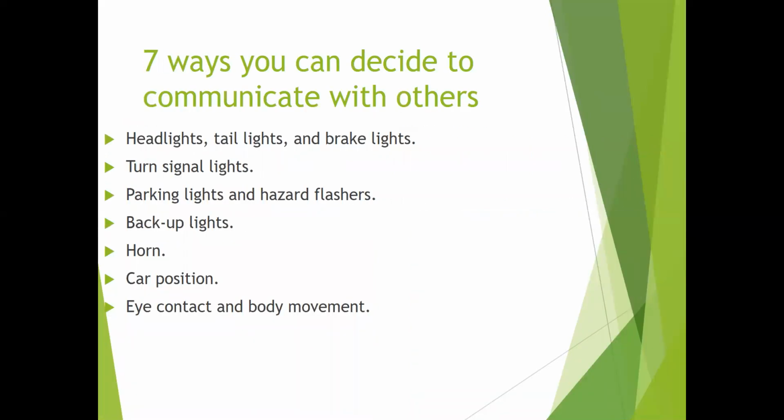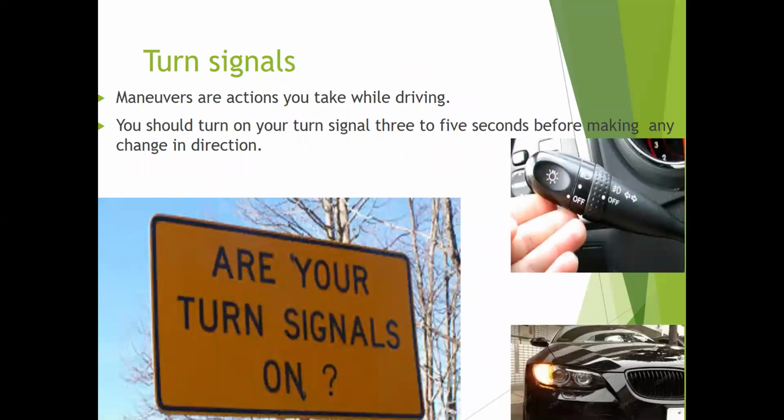There are 7 ways you can decide to communicate with others: headlights, tail lights, brake lights, turn signals, parking lights, hazard flashers, backup lights, your horn, position of your vehicle in the lane, and then eye contact and body movement. So what do I mean by eye contact and body movement? Let's take, for example, a 4-way stop. First person who gets there goes first. If there's a tie, it's the person on your immediate right. Let's say you don't know, right? Then you might just catch eye contact with the person, motion them on, and be a courteous driver. That's what I mean.